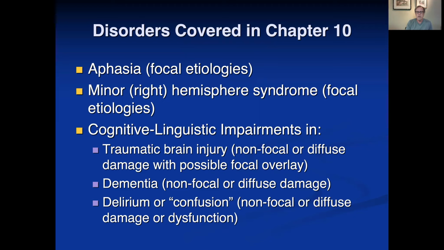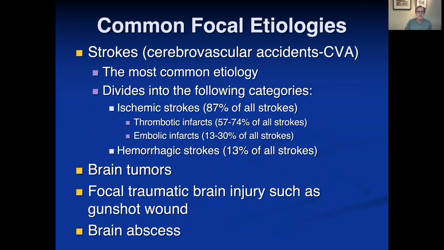And then delirium or confusion is another form of cognitive linguistic impairment, which is also non-focal or diffuse in terms of the damage that causes it. And I put also dysfunction. Sometimes there is no damage, but the brain just isn't working right, but it will when things get adjusted. And you'll see why when we get there. And that, hopefully in most diagnoses, can be resolved and improved once the underlying situation is improved. All right, we'll get to all of those details, but that's the overview.